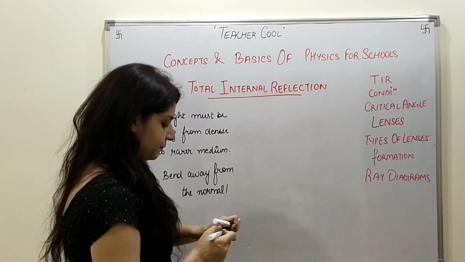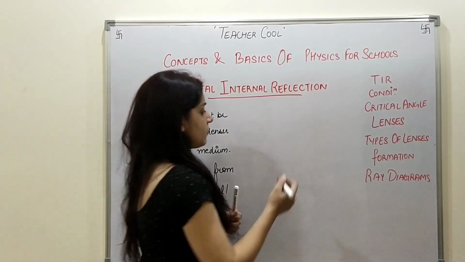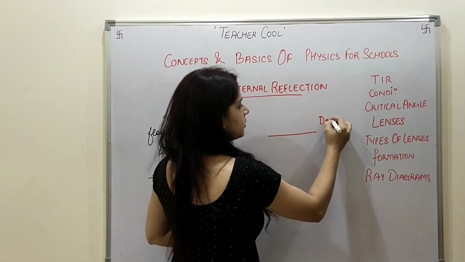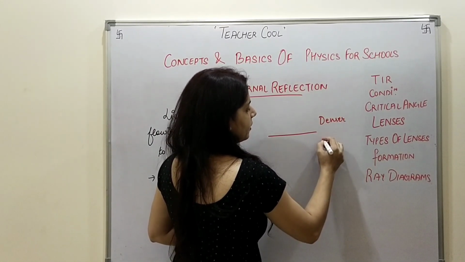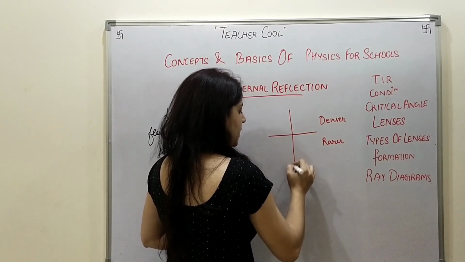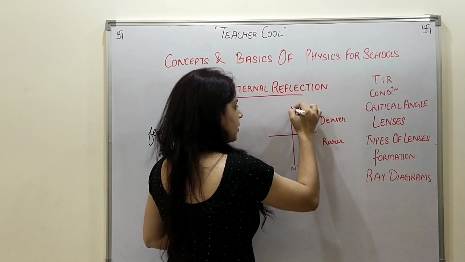I'll explain. Suppose this was my interface, this was denser, rarer. We drew the normal N dash N.